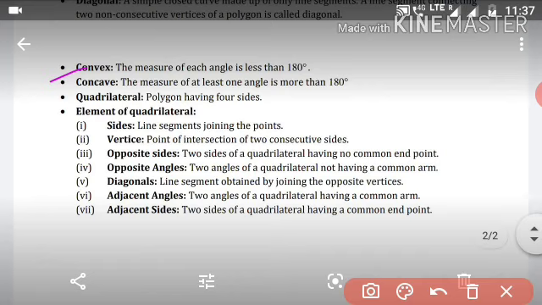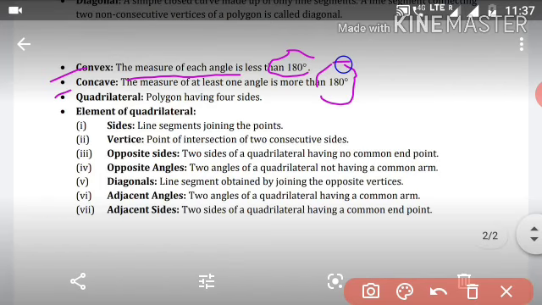The measure of each angle is less than 180 degrees. Okay, the measure of all the angles will be less than 180 degrees. That is called what? Convex. Now next, concave. The measure of at least one angle is more than 180 degrees.